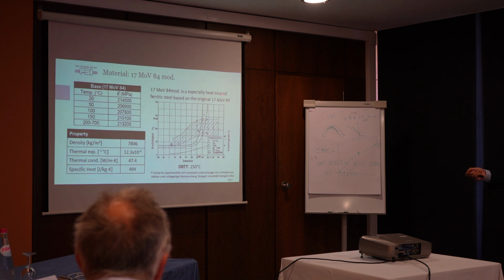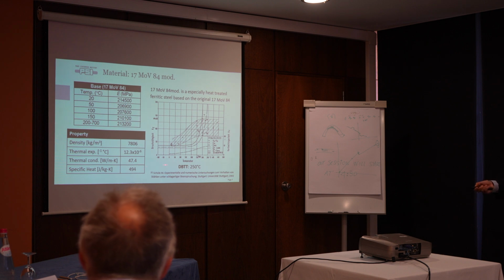So this is the material. I took it from this reference. These are the temperature-dependent mechanical elastic properties, and these are the physical properties. Basically, this material is a modification of the 17 MoV 8 4 steel. It has a special heat treatment, done in order to obtain a high ductile to brittle transition temperature of 250.